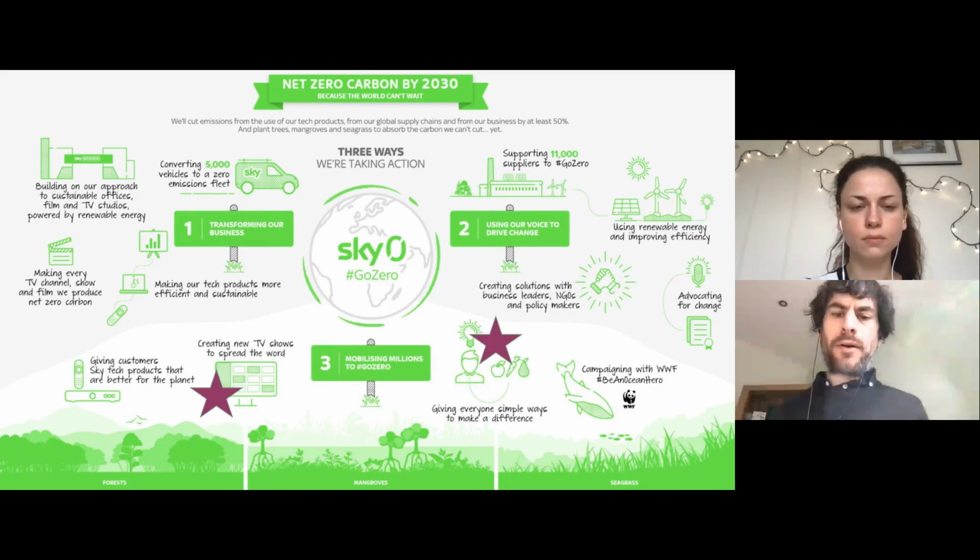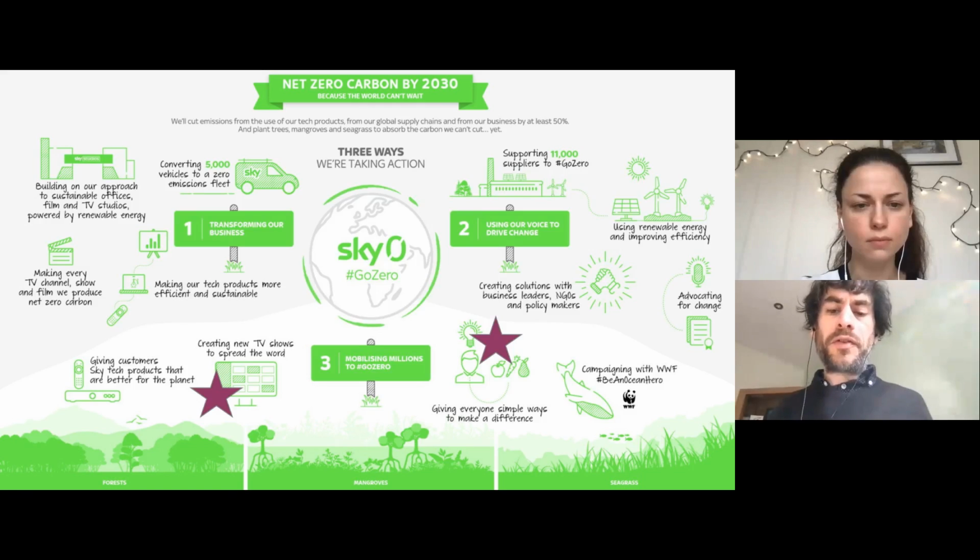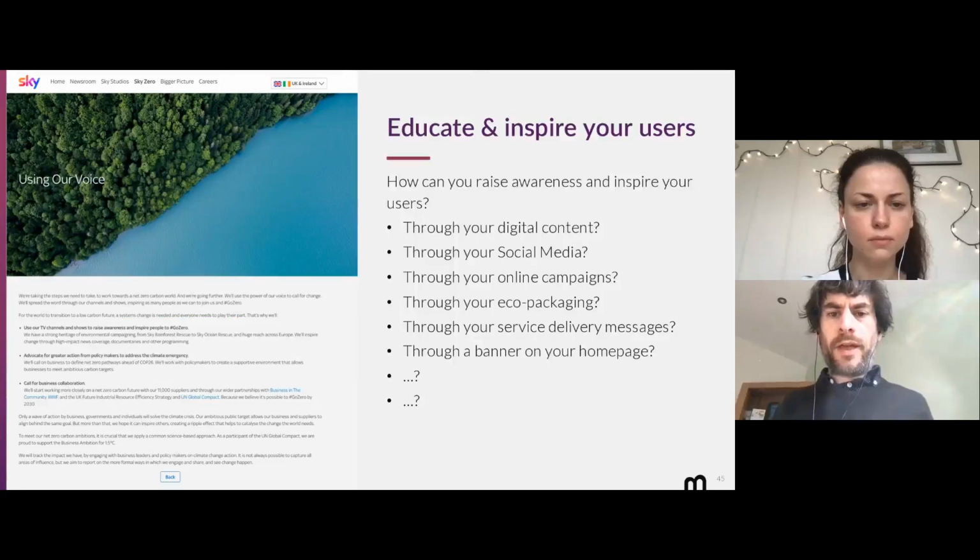So again, just to come back to our example of Sky and how they're working in this space. As Mila mentioned earlier, in terms of new content, Sky are producing new TV shows to help spread the word and putting content up on their website to tell people what they're doing about this, but also giving people, customers as well as staff, simple ways to make a difference. Because part of the solution is going to be down to individual changes, and if everyone can make a small difference, that equates to a real big positive difference overall. So it's worth engaging with the users to try and help induce positive behaviors if you can.